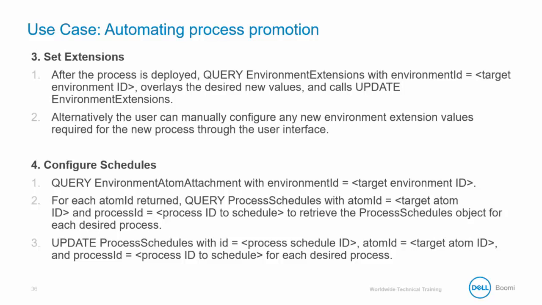The fourth step is to configure any schedules. So firstly, you would query the environment atom attachment object with the target environment ID. Then for each atom ID that's returned, you can query process schedules with that particular atom ID and process ID equal to the process ID to schedule. Then you can update the process schedules with the ID of the process schedule ID, the target atom ID, and the process ID to schedule for each desired process.